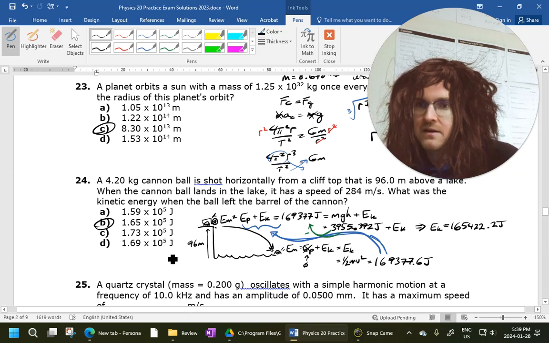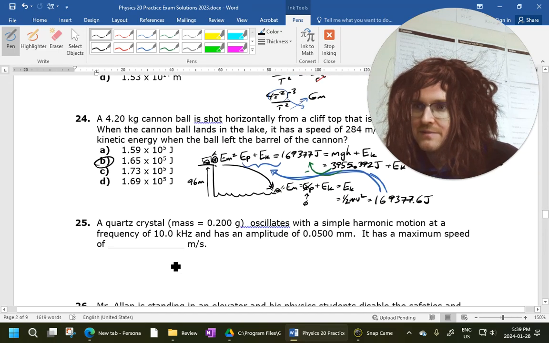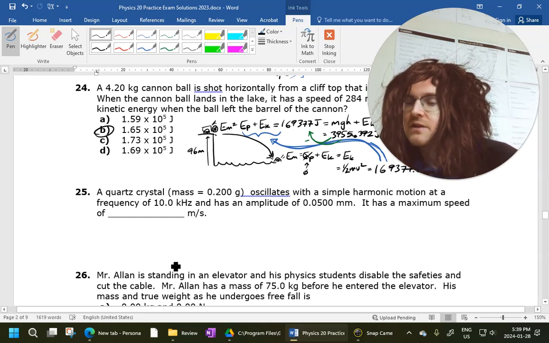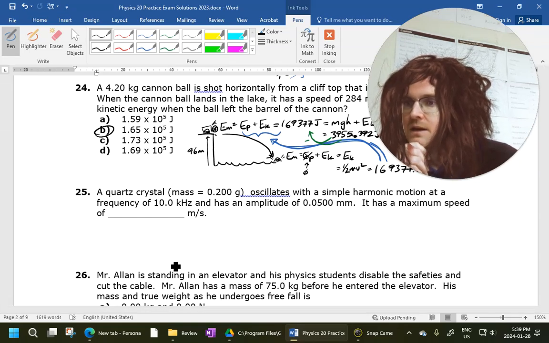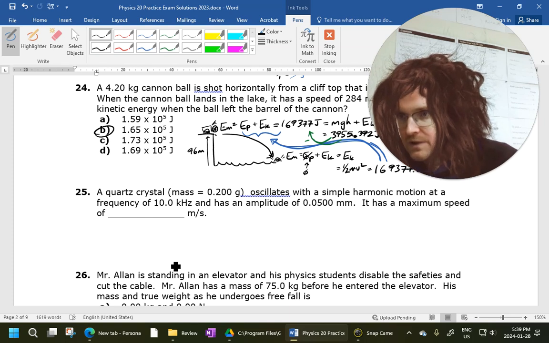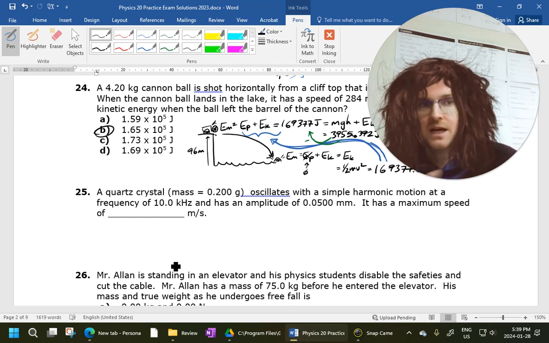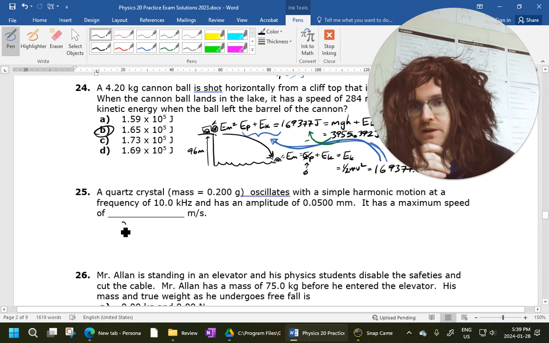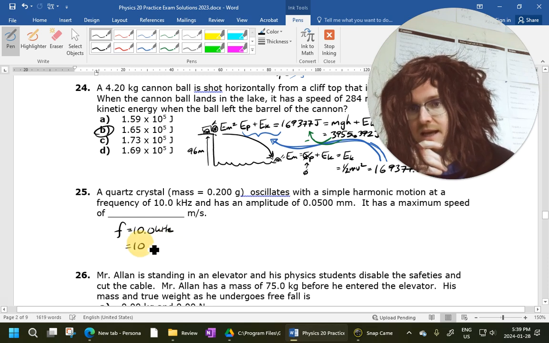All right, a quartz crystal here oscillates in simple harmonic motion at 10,000 kilohertz with an amplitude of a very small amount of millimeters. So we have to watch out here. Kilohertz is not the proper unit. It's got to be regular hertz. So my frequency, which is 10,000 kilohertz, is 10,000 hertz, right?